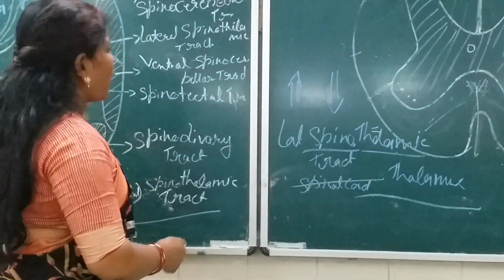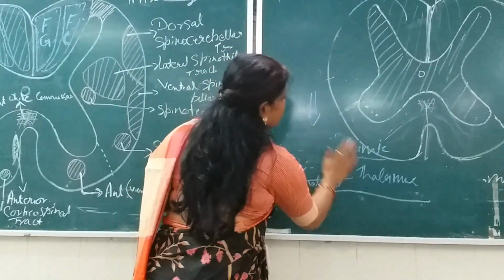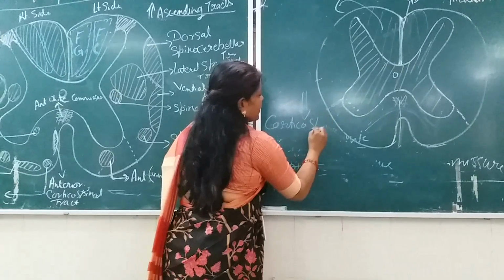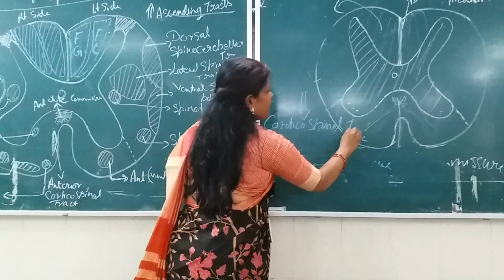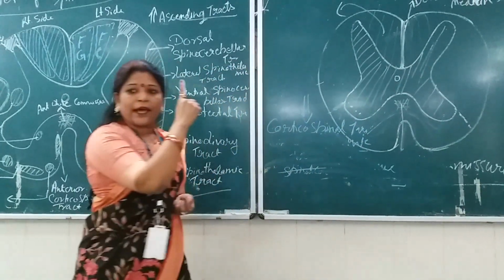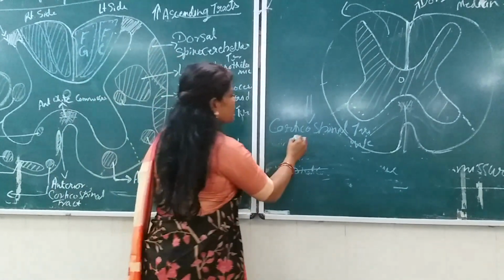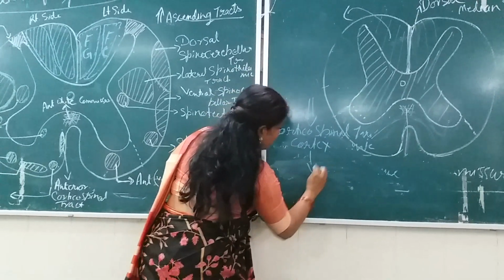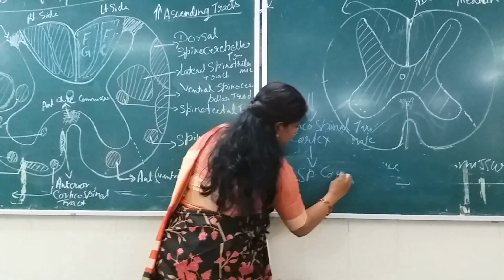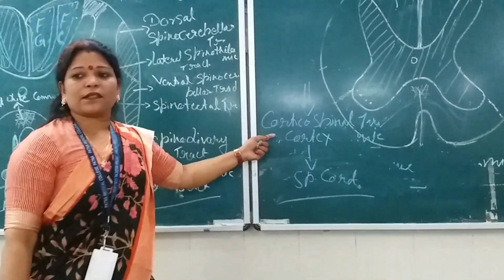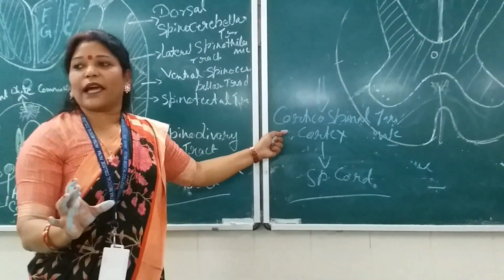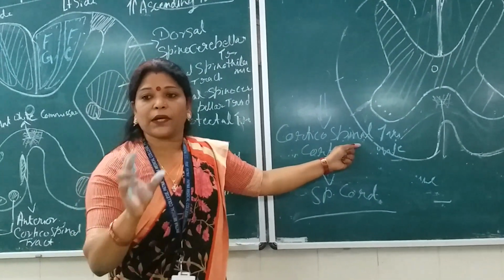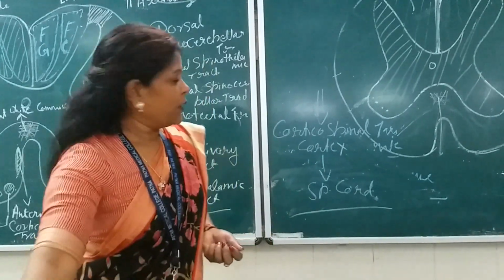Just reverse: corticospinal. If it is the corticospinal tract, what does it mean? It will arise from the higher center, that is the cortex, and it will terminate on the spinal cord. That means the prefix is the origin site, and the suffix, whatever the name is, will be the termination site of that particular tract. With this background, now come to the tracts.